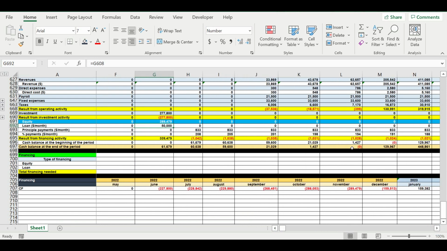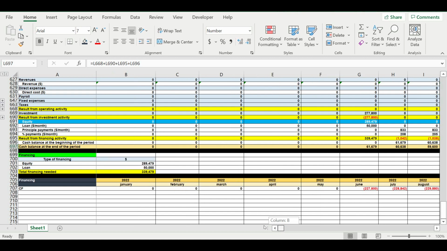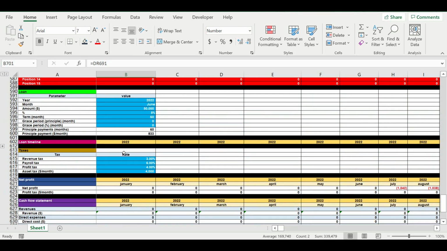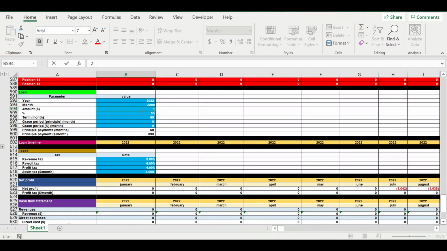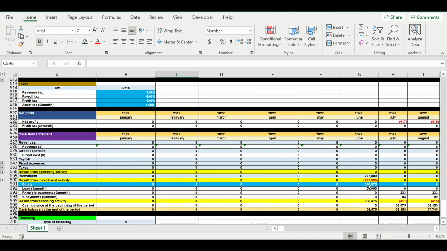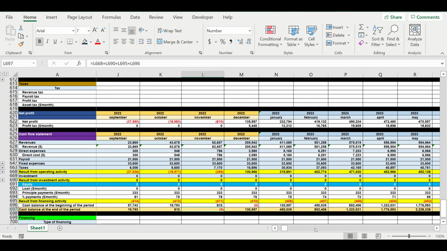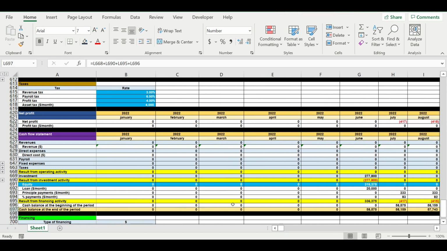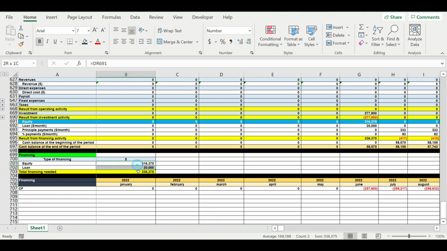So here is mathematical 0, and now, for example, this is a new structure, automized structure of financing. For example, if I would like to take the loan, for example, $20,000 instead of 50, here it is. We have 0 here. We can see how the amount of financing changed.